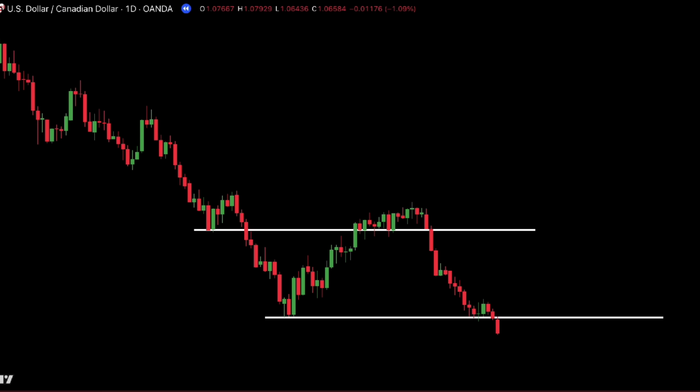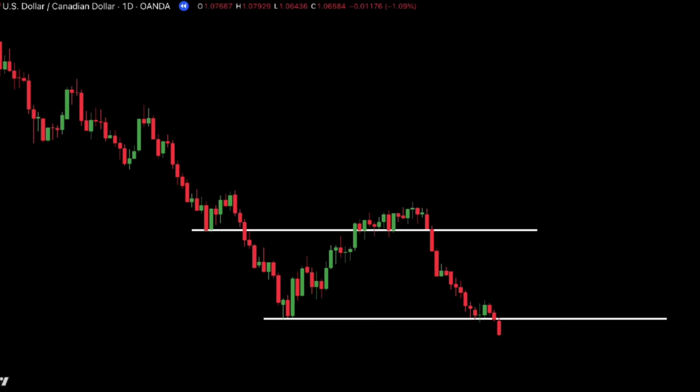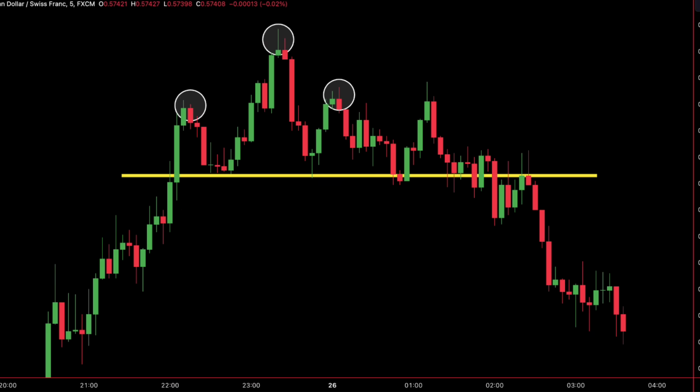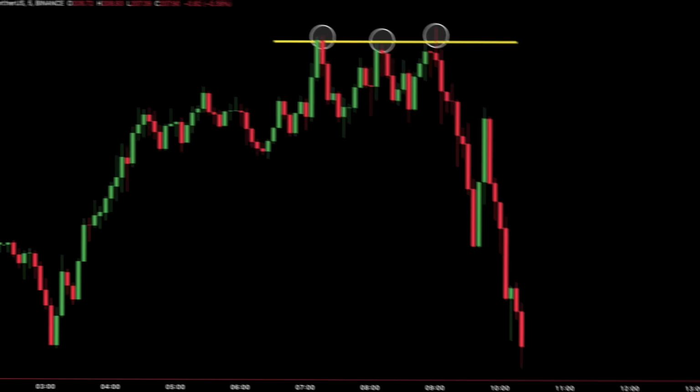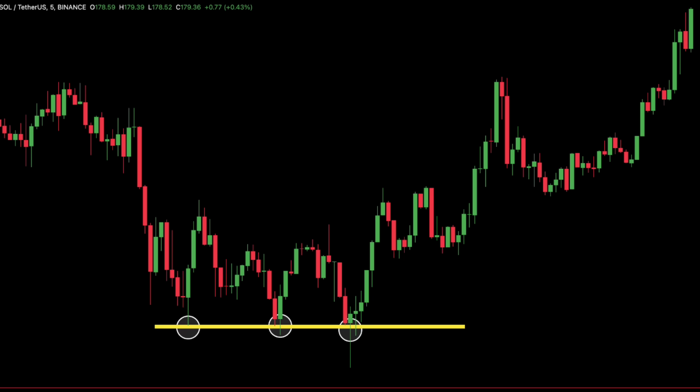When the market is about to stop trending, it sends us a message in the form of chart patterns. These patterns are created by shifts in buying and selling pressure, and if you can recognize them early, you can anticipate trend reversals before they happen. The main reversal patterns we'll cover are double top, head and shoulders, triple top, double bottom, and triple bottom.